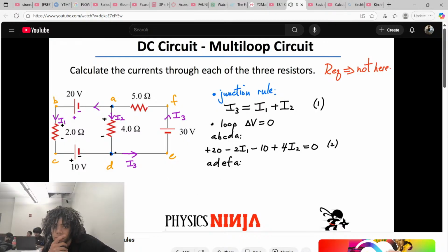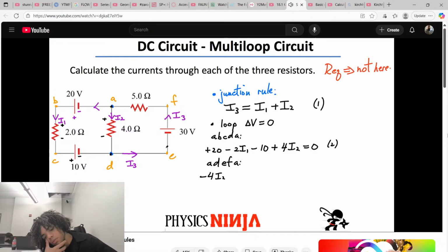Again, here I'm going around this loop counterclockwise. When I start from A and go down to D, look what happens in this case. I'm crossing this 4 ohm resistor, however I'm going in the same direction as the current. That means I'm going from a higher potential to a lower potential, so I get a voltage drop given by 4 times I2. That's Ohm's law written for this resistor.